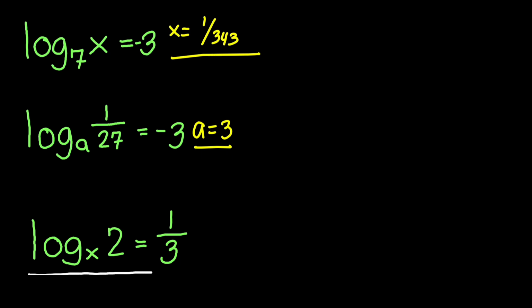Log of 2 with base of x equal to 1/3. Convert once again. X to the power of 1/3 is equal to 2. What we want here is x, so get rid of the 1/3. In order to get rid of 1/3 here, we must raise both sides to the power of 3.